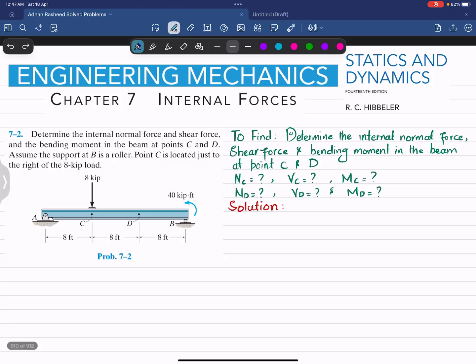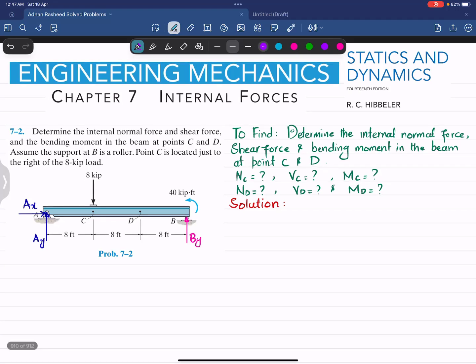The first step is that if you remove this pin support at point A, you will be having a normal force which is AY, as well as a horizontal reaction force which is equal to AX. Similarly, if you remove this roller support at point B, you will be having a vertical reaction force which will be represented as BY. So we will find this AY, BY and AX by using equations of equilibrium.